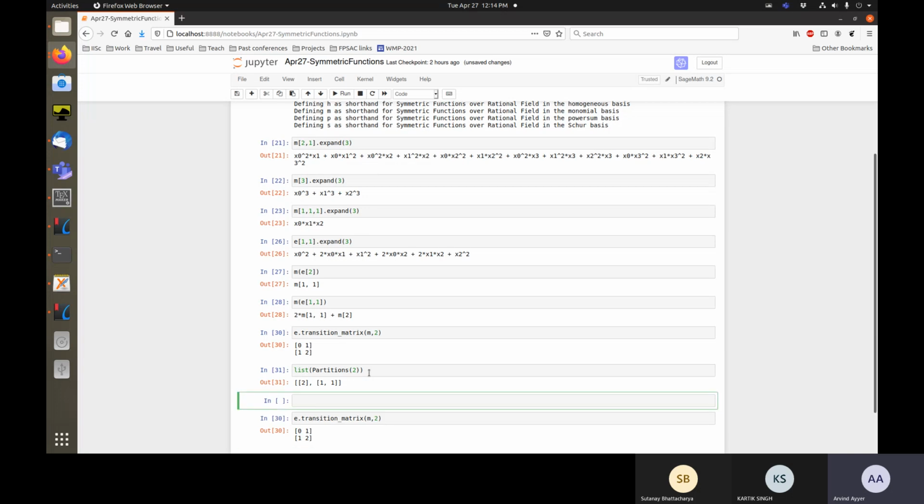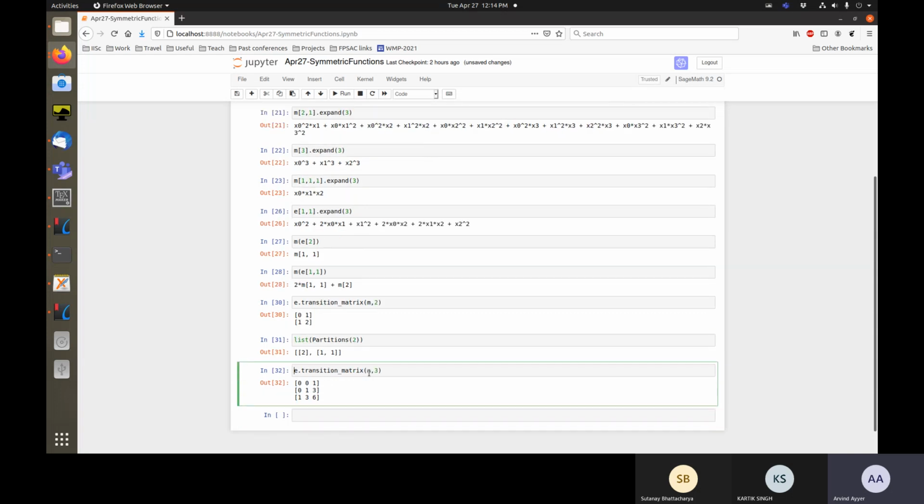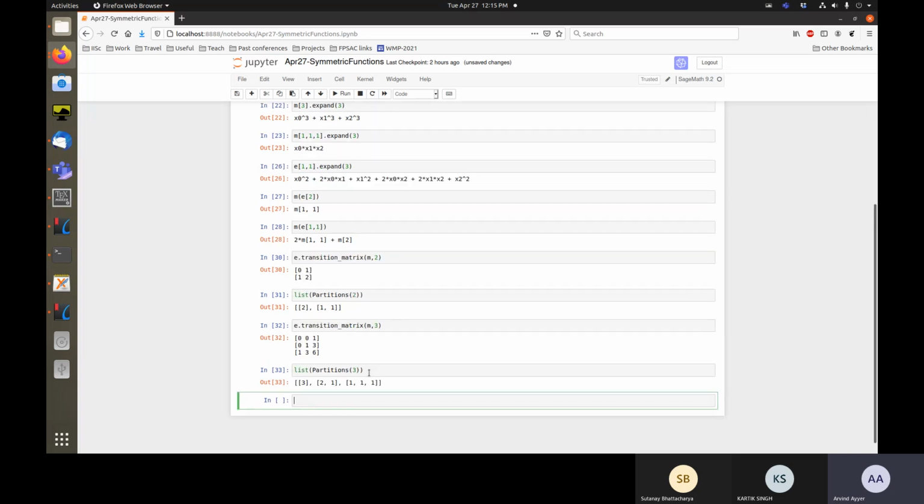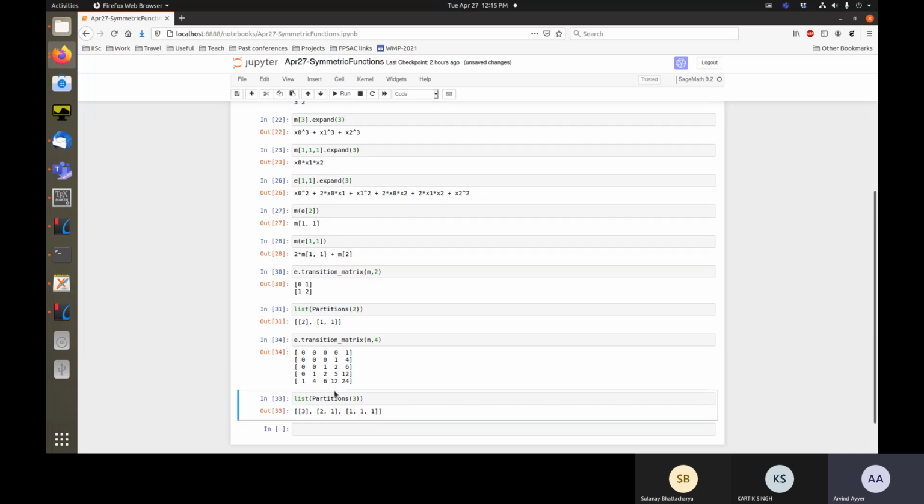Okay, so let me do it in 3 variables. That's it. So now you see it's using this, and you seem to get something that is lower triangular about the anti-diagonal, something like that. But I don't think that's okay. So yes, that does work in general, I think.